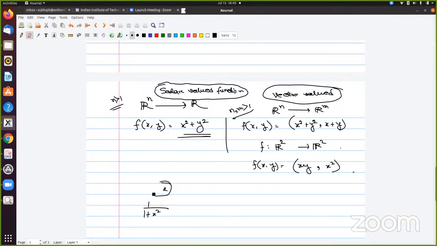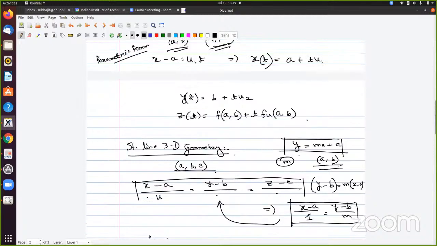Okay, fine. So I hope there is no doubt till the tangent plane, right?